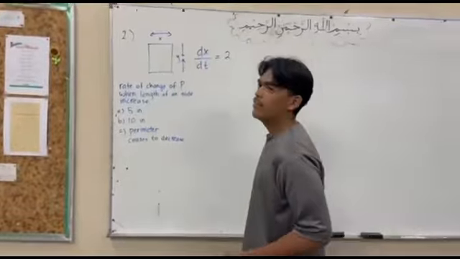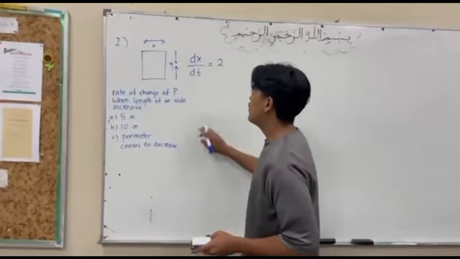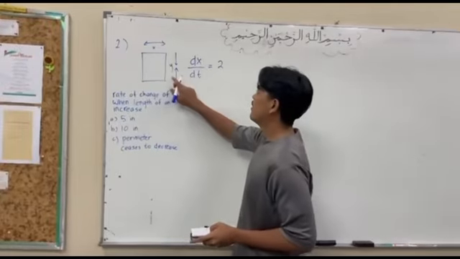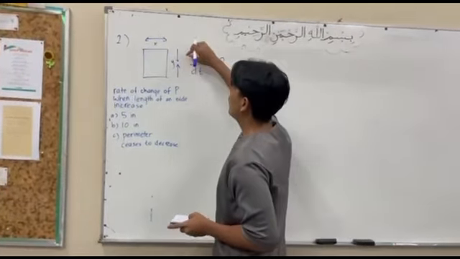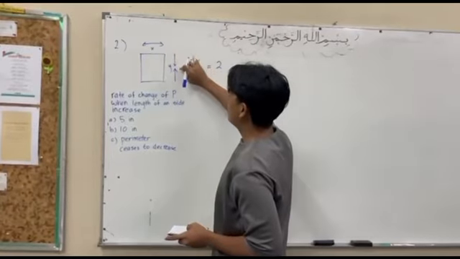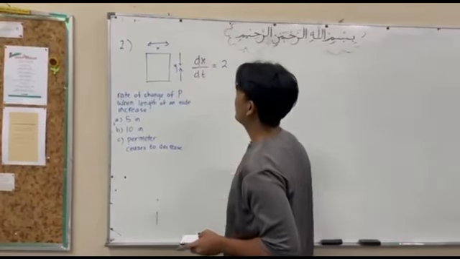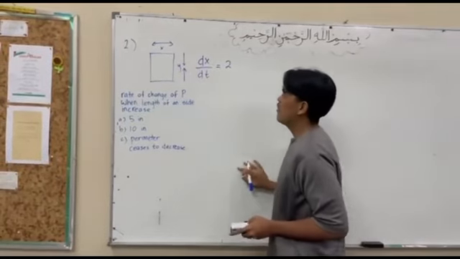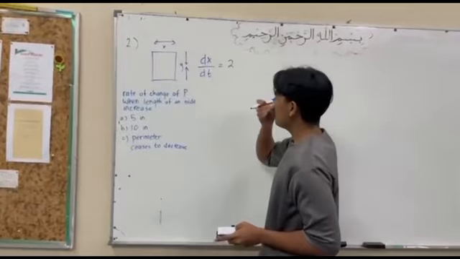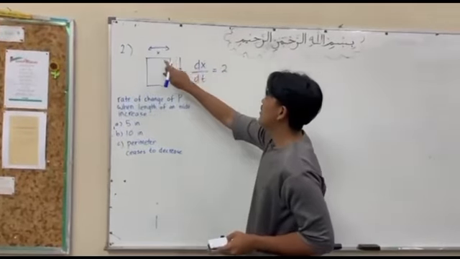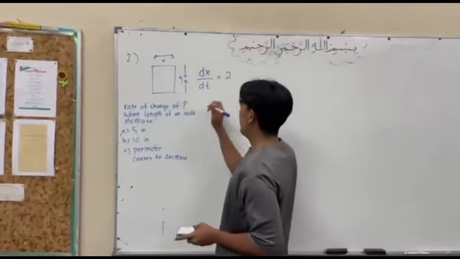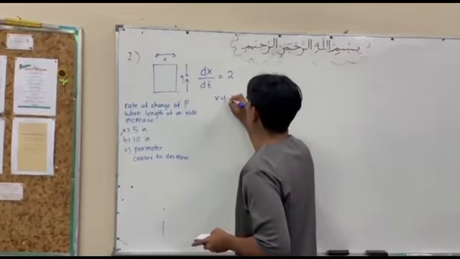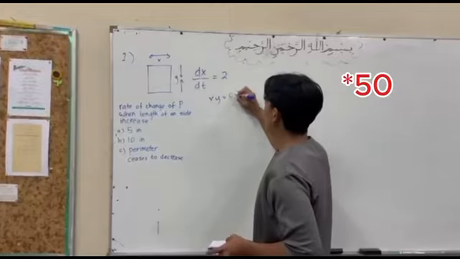Today we will continue our question, which is question 2, application of differentiation. Given the question, we have a rectangle where one side is expanding and the other side is decreasing. We are given the rate of change of the expanding side, which is 2, and the area xy is constant at 50 square inches.